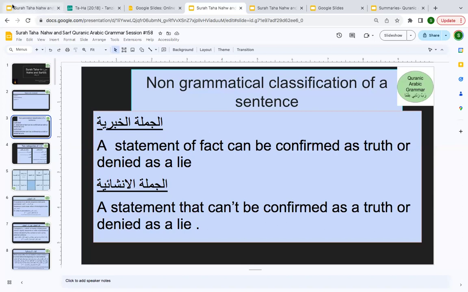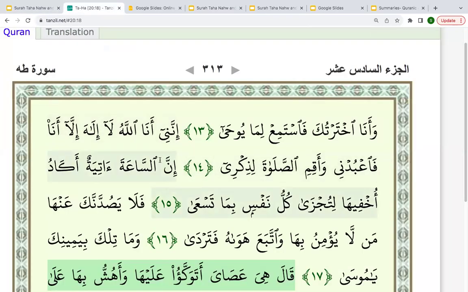So if I now take you back to Surah Taha, the beautiful surah that we are going over, in this case, inna sa'ata atiyatun. What kind of a sentence is this going to be? Based on the very small amount of information that I just gave you about khabariya, inna sa'ata atiyatun, should it be khabariya or inshaiya?